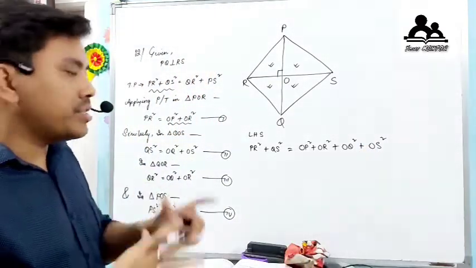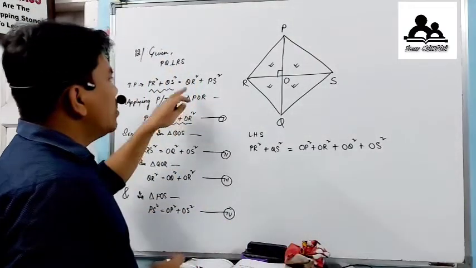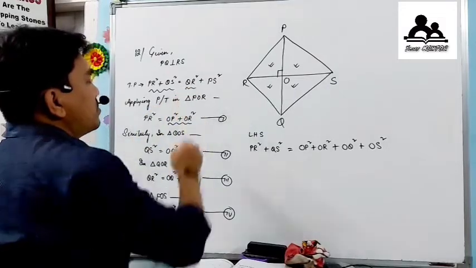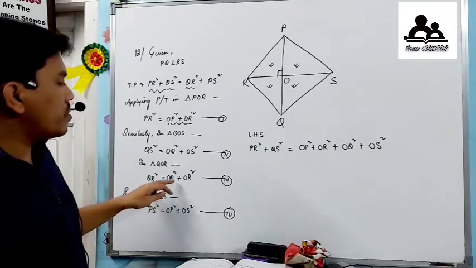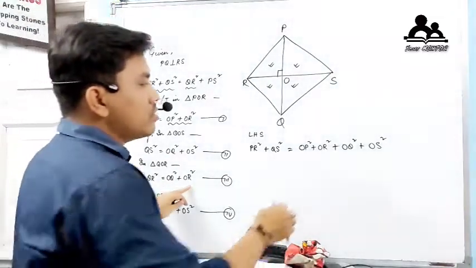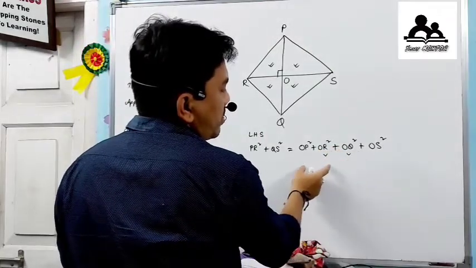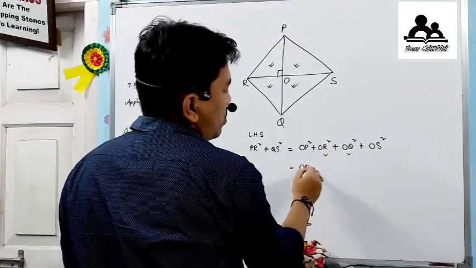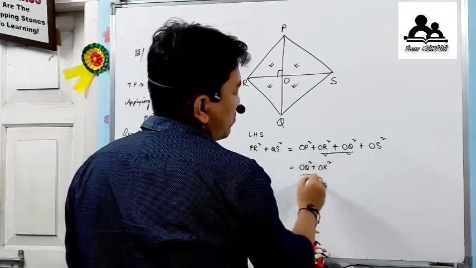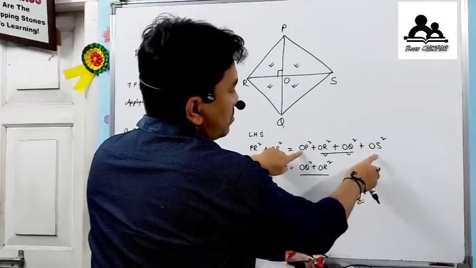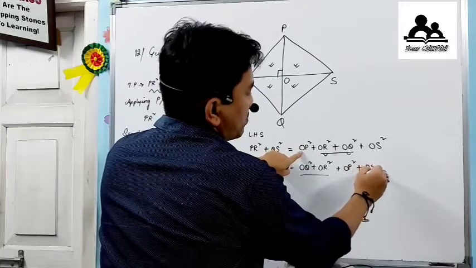After that, we will be rearranging in this way. Look at the answer. QR square is there. What is QR square? QR square is equal to OQ square plus OR square. Can we see here OQ square and OR square? Yes, these two will be making one group, OQ square plus OR square. Now these two are left, so the remaining two we write as it is, OP square plus OS square.